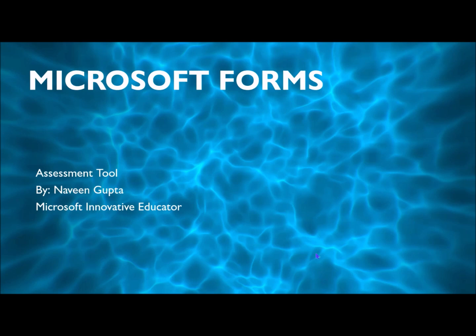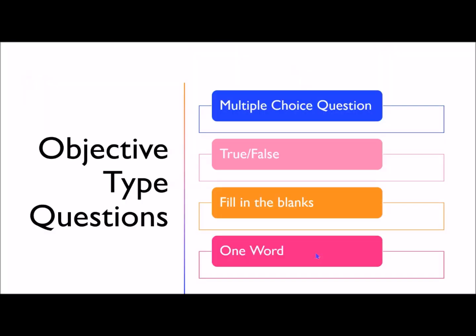assessment tool. When we talk about an assessment tool, we can take two types of papers. One is an objective paper, another is a subjective paper. When we say objective paper, the objective paper consists of different types of questions, that is multiple choice question, true false, fill in the blanks or one word. So using Microsoft Forms, we can give any sort of questions and Microsoft Forms will take care of this part.